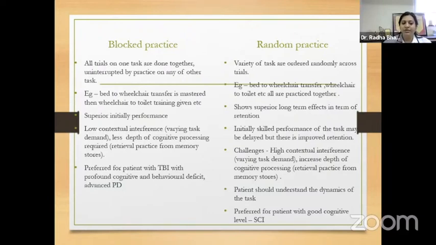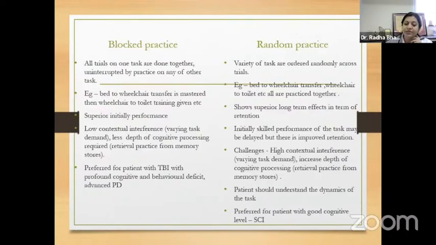Block practice is superior for initial performance. Random practice shows superior long-term effects in terms of retention because the whole task is done together. Low contextual interference is there with your block practice, and with random you can give high contextual interference, like, again, with the sit-to-stand example. With varying chair heights you are trying to focus on varied demands, and here in block you can fix the chair height and focus on the repetitions. So in random you are giving high contextual interference, meaning varying task demands is what you are exposing your patient to, while in block you are not. So you are waiting for this to be mastered and then moving to something else.